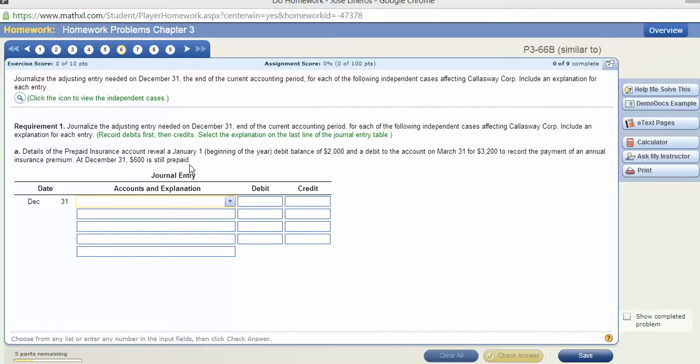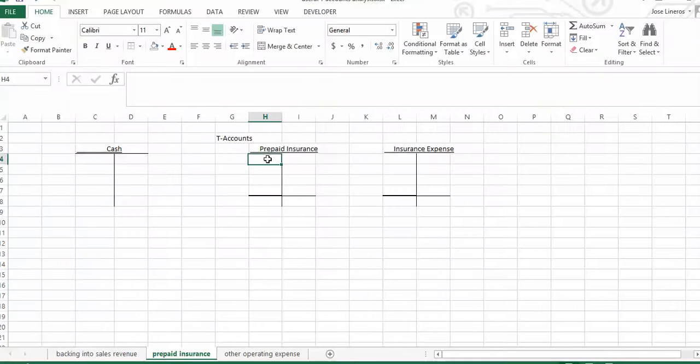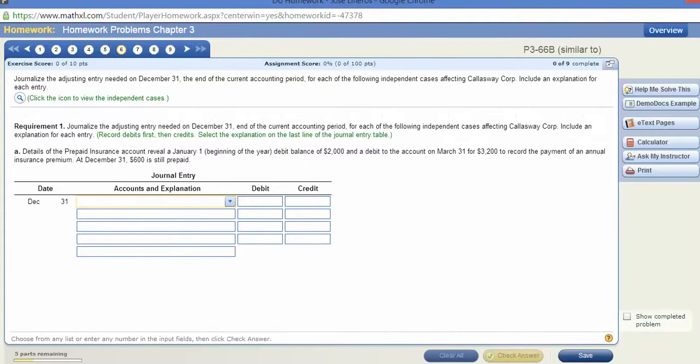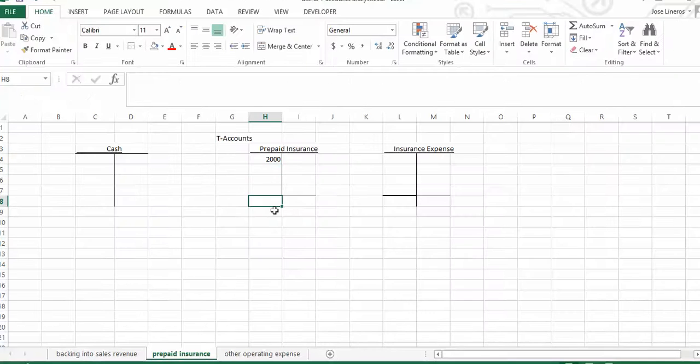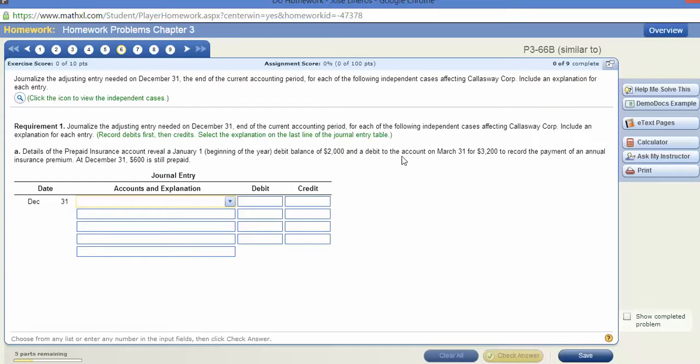The easiest way to analyze something like this is to put it into a T account. So let's go ahead and come over to Excel, where the beginning balance in this account, the debit balance, is $2,000. And here's the prepaid insurance account. And then we're going to put the ending balance, which is 600. That's how much is left. And then it tells you that in the middle of the year, a debit to the account on March 31st, I keep saying middle, I mean March 31st, for 3,200 to record the payment.